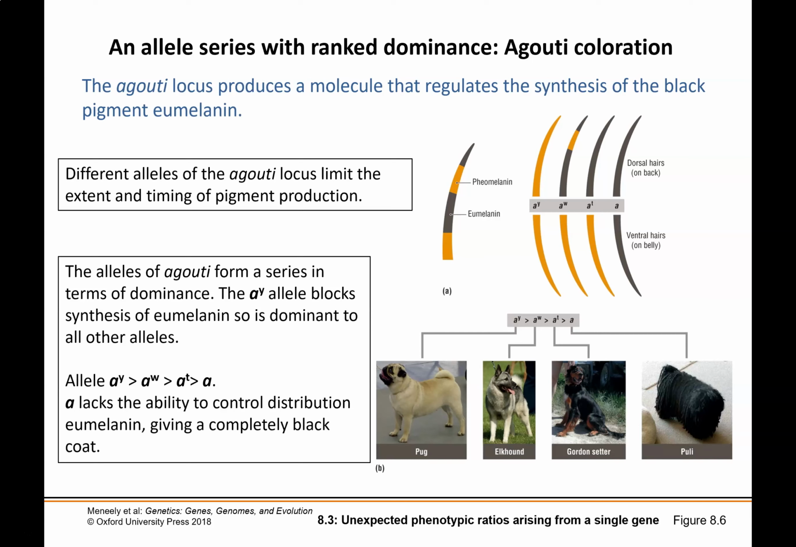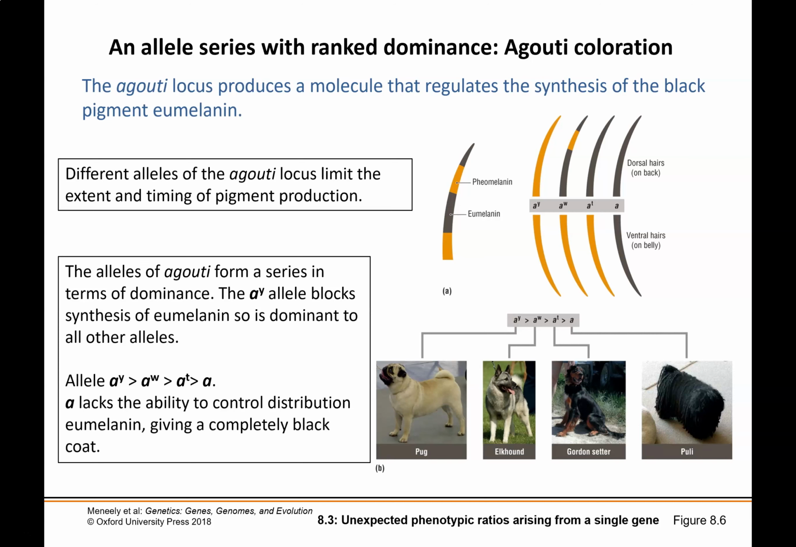So if you have this AY allele, you get basically pheomelanin produced all over your body. And so you get an essentially yellow or orange colored animal. So here we've got a pug. These are all dog examples. Got that pug there that is showing that yellow color.